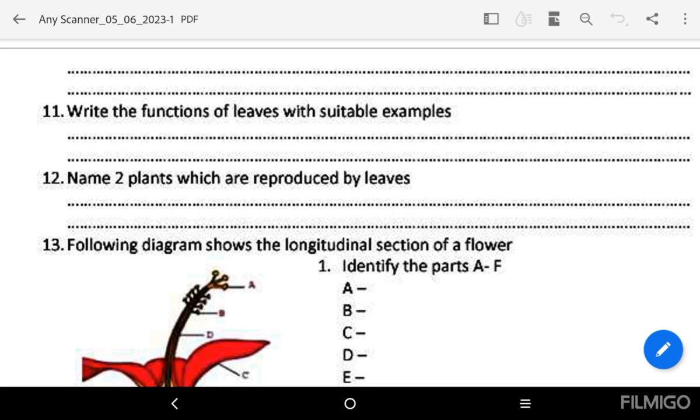Question number 12. Name two plants which are reproduced by leaves. So again, the answer should be acacia and begonia.